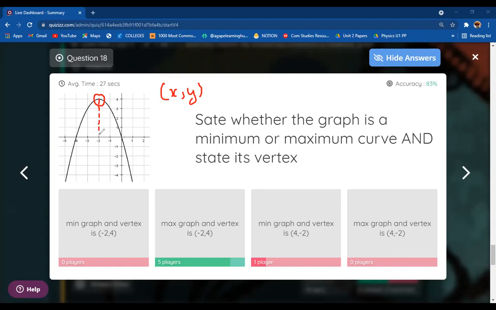So my x value, look at my x-axis. Don't worry, we'll go through more things like these in other topics. -2 is my x value. And then you look at the y-axis to find the y value, 4. So the coordinate for my maximum point, my vertex, is -2, 4. And that's why it is this answer. Everybody understands that? Yes, miss.